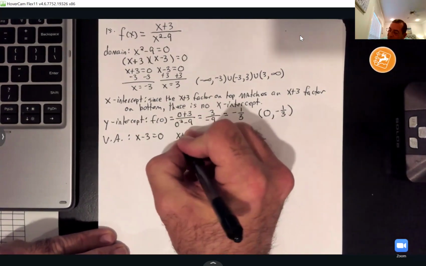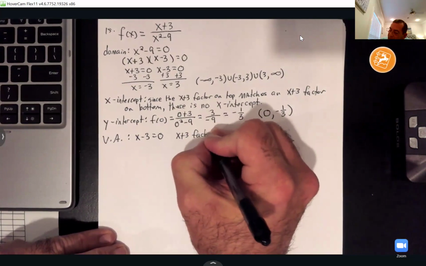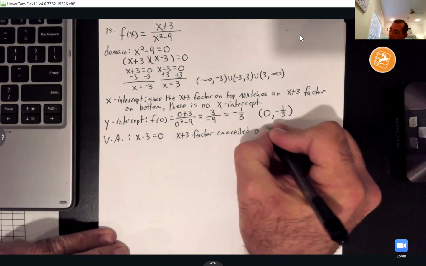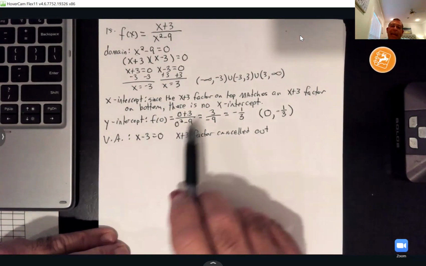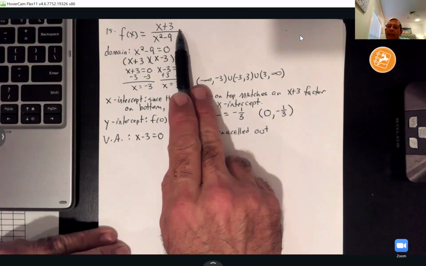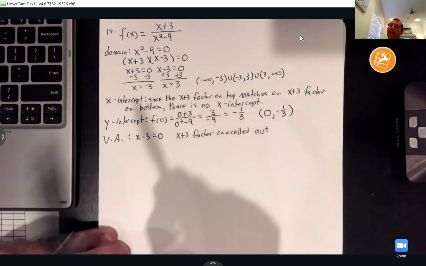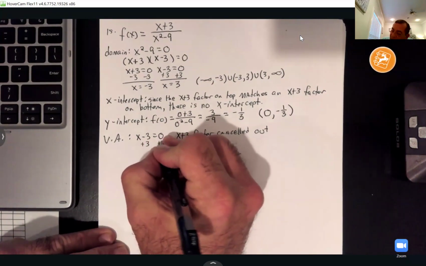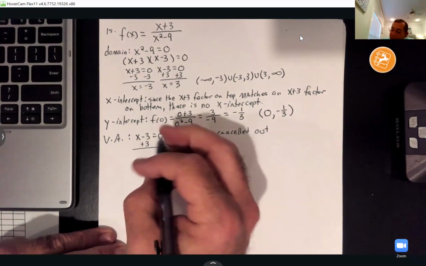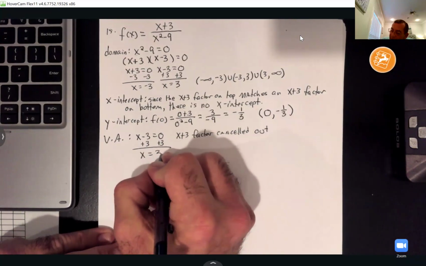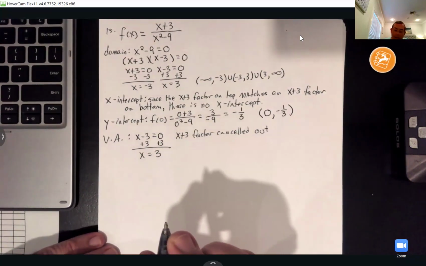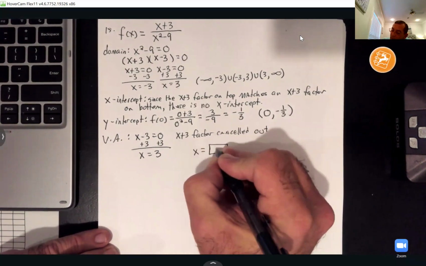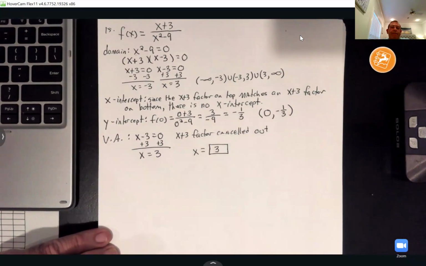Remember, the x plus 3 factor canceled out. Okay? So if it cancels out that x-intercept, it's also canceling out that vertical asymptote. So the only one I got to worry about is the x minus 3. So I'm going to add 3 to both sides and get x equals 3. And on that one, they'll already have the x equals. We're going to put in our 3.